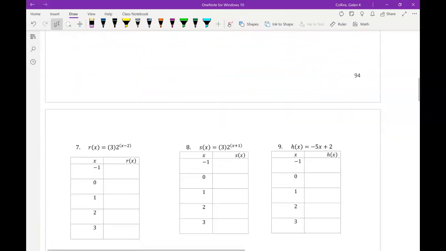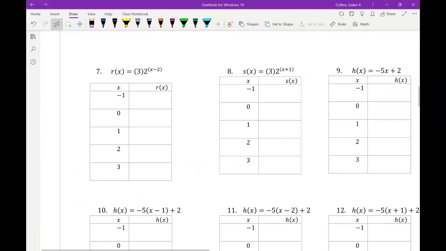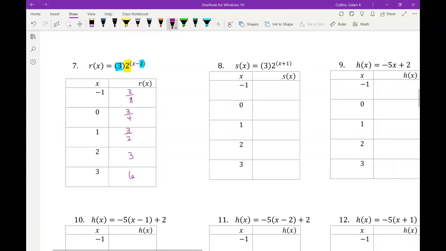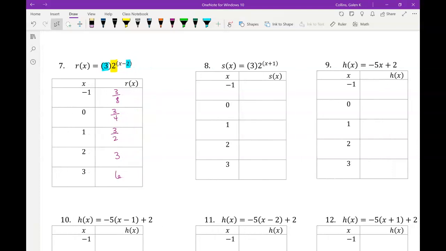So as we continue, these next ones are really similar. In number 7, again, I could see that this is my starting value when x is 2, and this is by how much I'm growing. So when x is 2, my value is 3. Since I'm growing by a growth factor of 2, that means I'm multiplying as x increases, or I could think of dividing as x decreases by 1. So I would have 3/2, 3/4, and 3/8. And feel free to use decimals if you prefer. I love fractions. They are friendly.